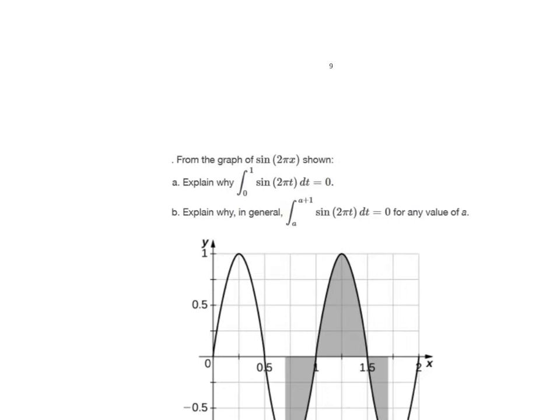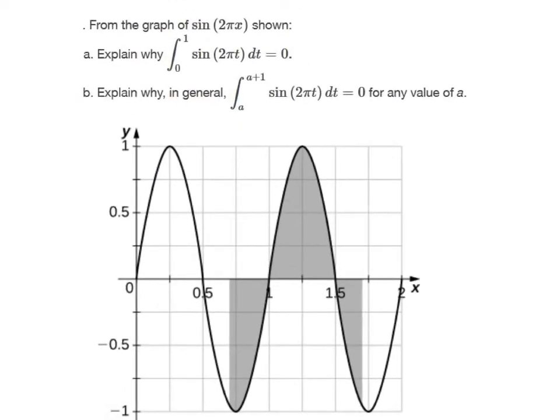Okay, so let's take a look at this. This is the sine of 2 pi x. Why is the integration from 0 to 1 equal to 0? Why is that true? Yes? Because it's equal in the top as it is in the bottom. The area below is equal to the area above, and that's why it equals 0. So when you integrate, you're going to get 0.